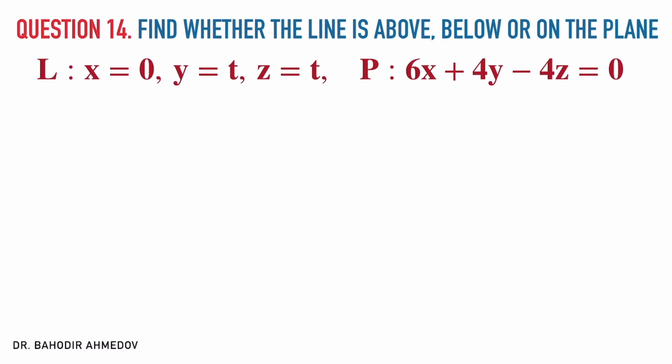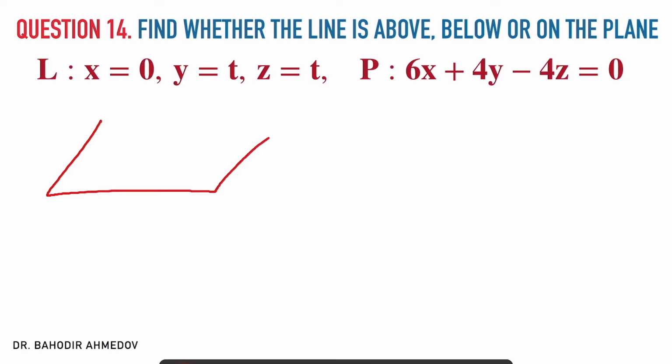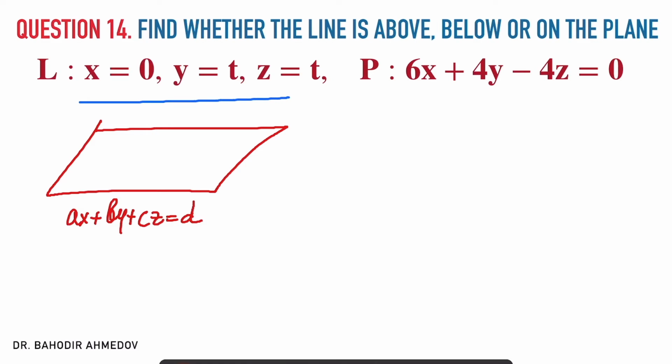Well, in question number 14, we have to figure out whether the line is above, below, or on the plane. Let me draw the plane and understand what it means that the line is above or below the plane. So let's say you're given the plane with some general equation ax + by + cz = d. And also you're given some line. Well, if this line is not parallel to this plane, it's going to intersect with the plane at some point in space, because the plane goes from infinity to infinity, and the line as well. So they're going to intersect at some point anyway if they are not parallel.